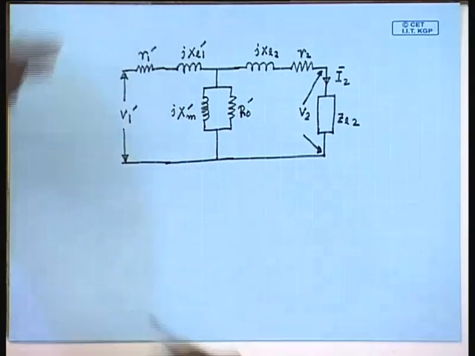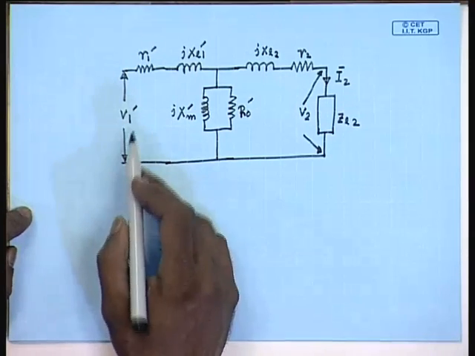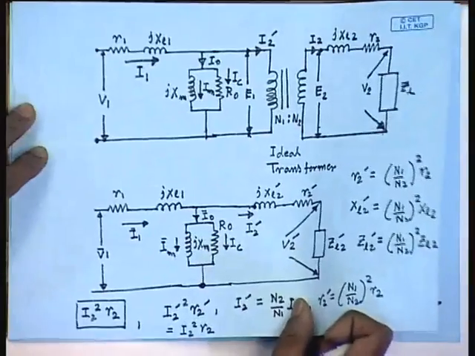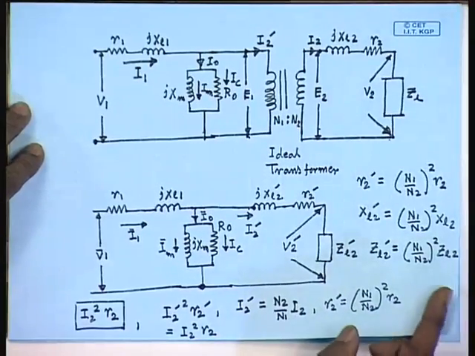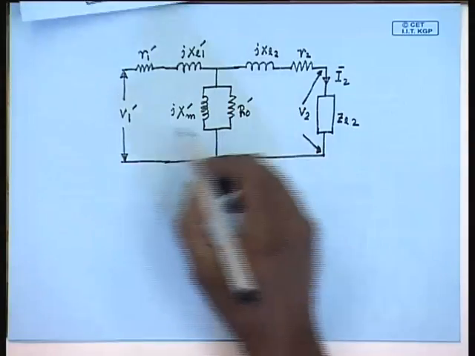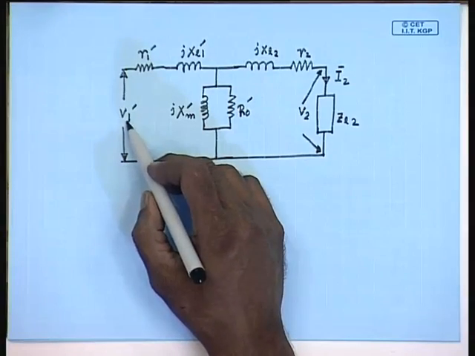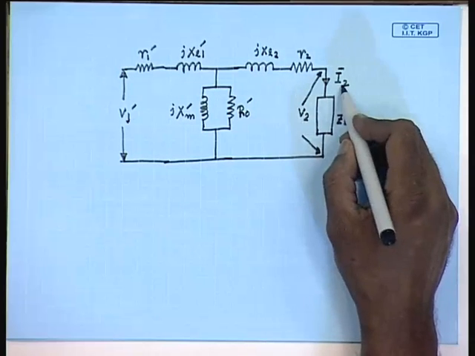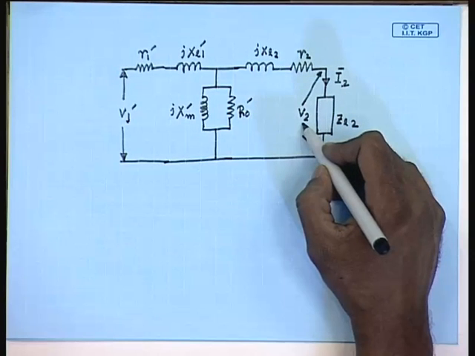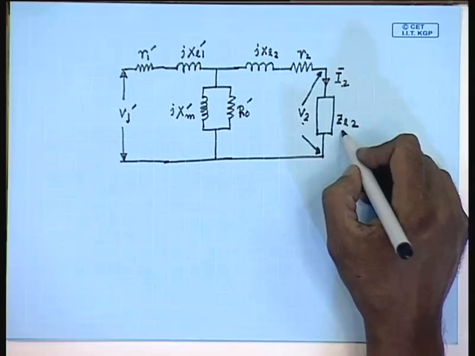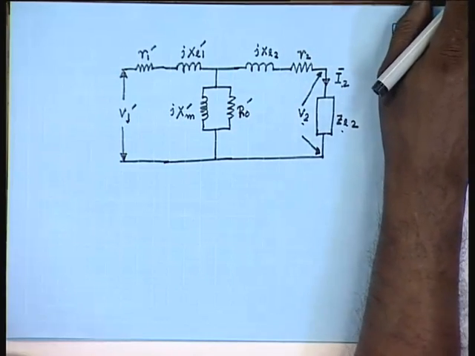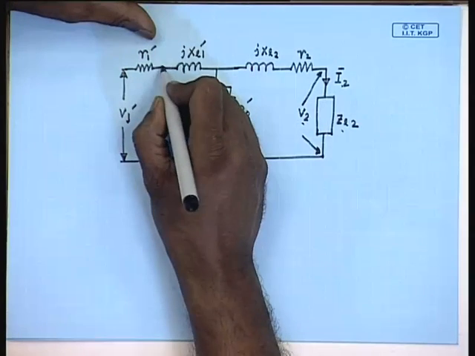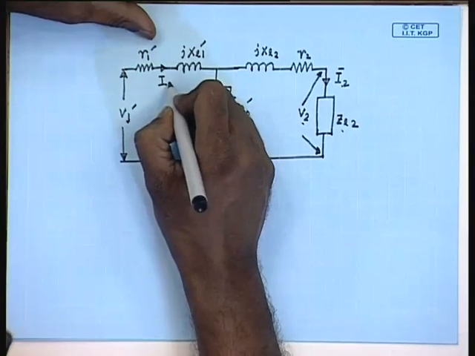Our objective is to find out an expression of the dashed quantities, so that when the dashed quantities are applied to the circuit, the secondary current remains I2 and the secondary voltage becomes V2 when the load connected is ZL2. Let this current be I1 dash.